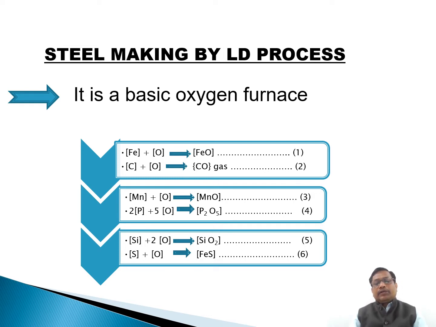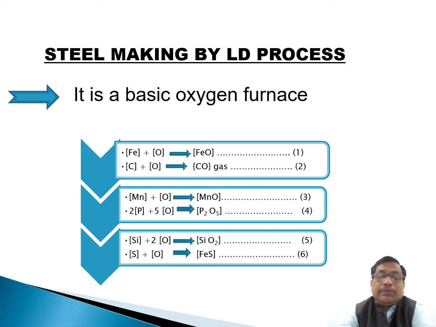Suppose we are taking the pig iron first, and that pig iron we have taken in an LD converter, in a molten form. That pig iron is at a temperature of around 1250 to 1300 degrees centigrade. So the pig iron is taken inside the LD converter, and what we want to do is separate the impurities. We know what the impurities present are.